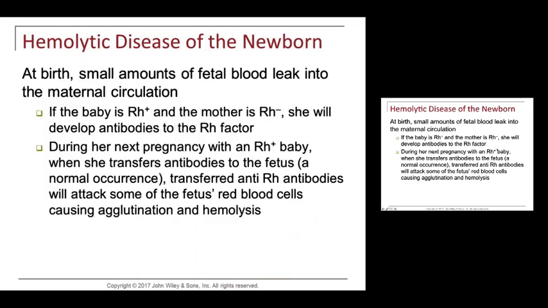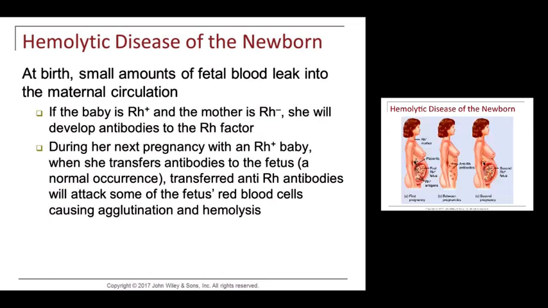At birth, small amounts of the fetal blood leak into the maternal circulation. Okay, this is the hemolytic disease of the newborn. If the baby is Rh positive, and the mother's Rh negative, she'll develop antibodies to the Rh factor. This is not a problem for baby number one. But during the next pregnancy with an Rh positive baby, when she transfers the antibodies to the fetus, which is a normal occurrence, the transferred anti-Rh antibodies will attack some of the fetus's red blood cells, causing agglutination and hemolysis.